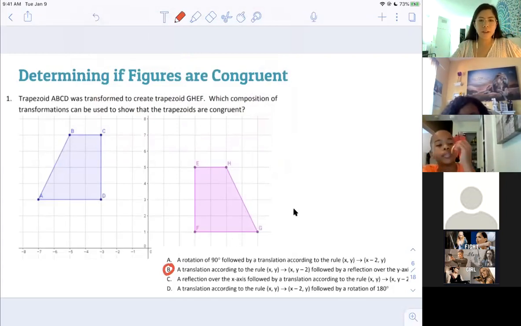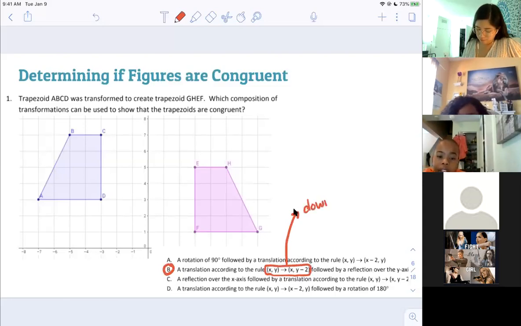Let's look. A translation according to the rule x comma y becomes x comma y minus 2. So can somebody put this into English words? What does this mean? Okay, so A, B, C, and D goes down 2 units for each letter. Then it reflects across the y-axis, which makes E, F, G, H. Perfect. So exactly what Daniel just said.